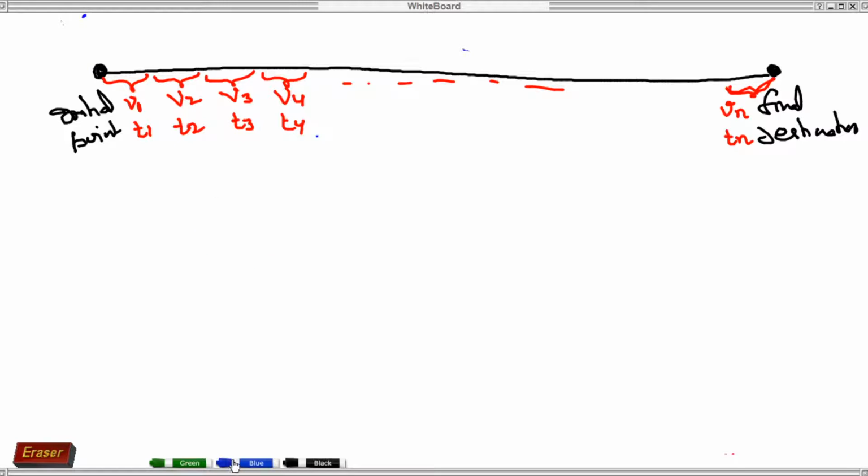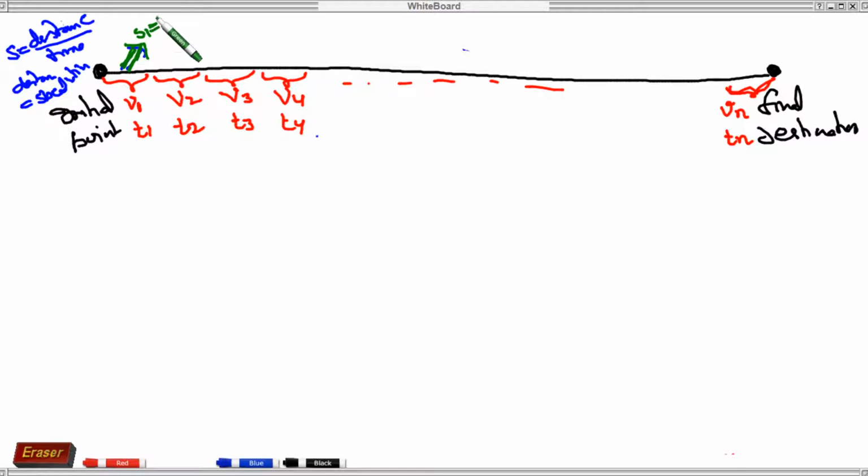So what would be the average speed? In this scenario, what would be the distance? As we discussed earlier, speed is equal to distance over time. So the distance is equal to speed into time. So here distance S1 is equal to v1 t1. Here the distance will be equal to v2 t2. Here v3 t3. Here v4 t4. Here vn tn.